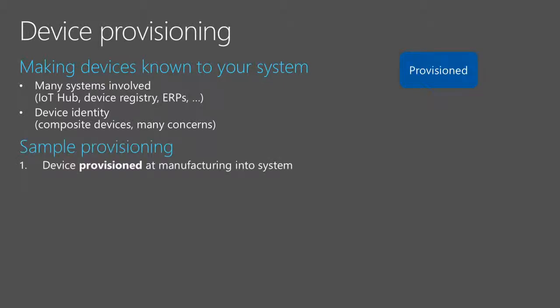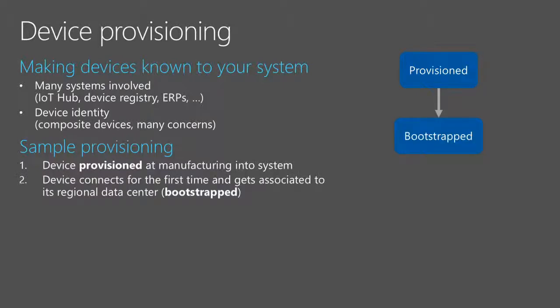Not only that, the provisioning journey is actually not just something that involves Azure IoT Suite. It involves many other systems, like I said, and it's very much application dependent. This is just a simple example. A device can be provisioned in your system at the manufacturing system with an ID and an initial security credential. The first time that it connects, it's actually bootstrapped into the actual region that it is supposed to be operating in.